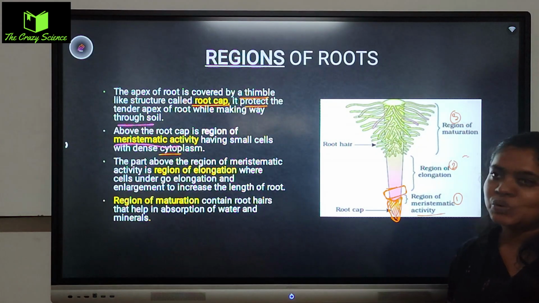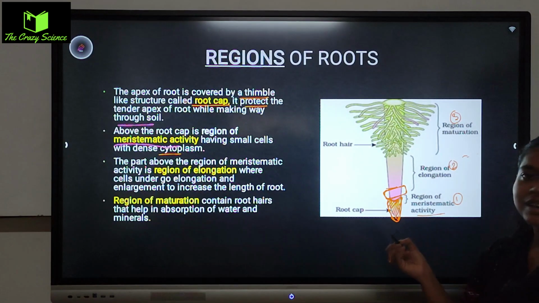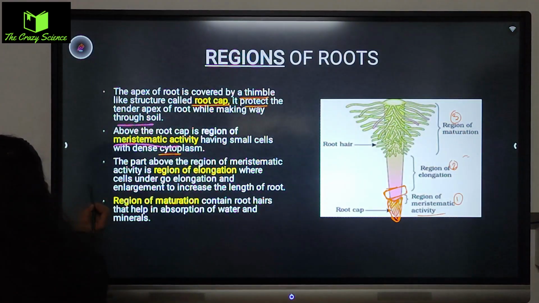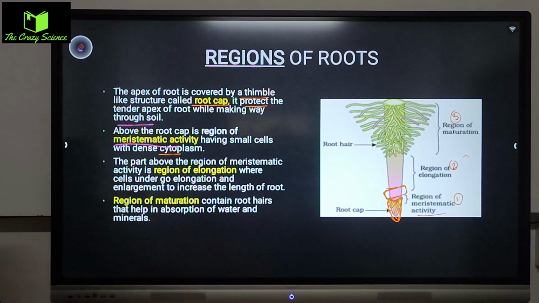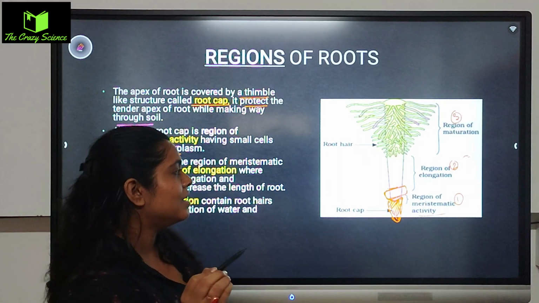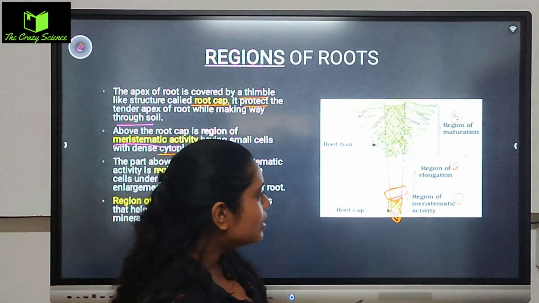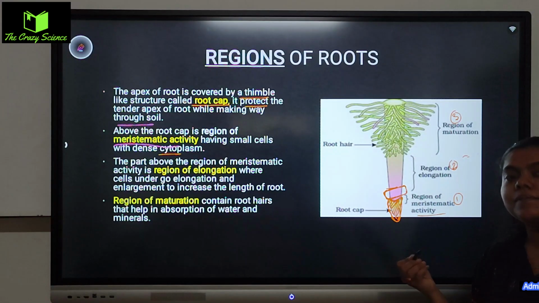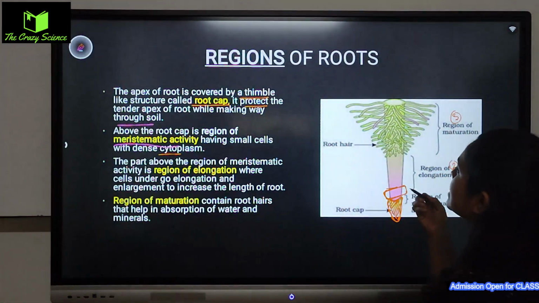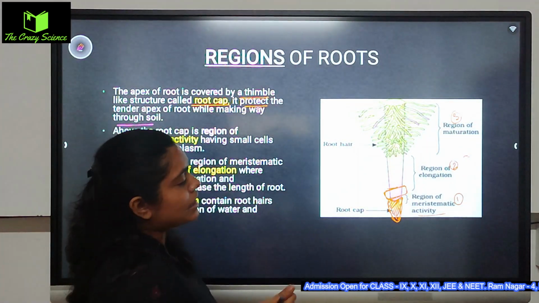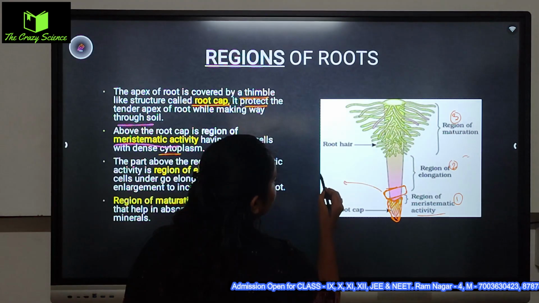Meristematic activity, you know why it is meristematic: where there are young cells, meristematic tissues will be there. If young cells are there, meristematic tissues will definitely be formed, will be present. So for that reason the meristematic activity happens just a little bit above the root cap. Then here you can see the cells have a lot of dense cytoplasm.